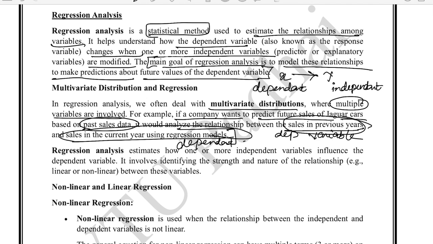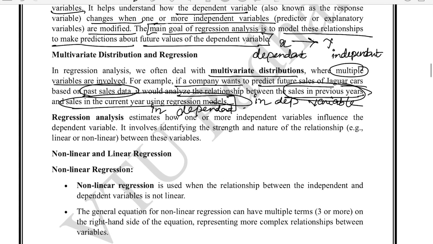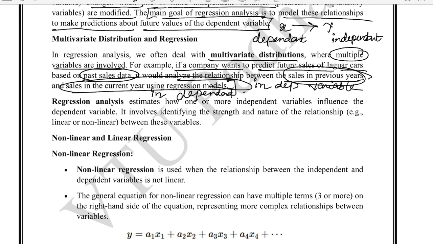Sorry, this is independent, not dependent. Since today's sale of Jaguar cars will depend upon the previous sale as well as the current sale, today's sale is the dependent variable, dependent upon the independent variables. Okay, next is regression analysis. Regression analysis mainly establishes how one or more independent variables influence the dependent variable.